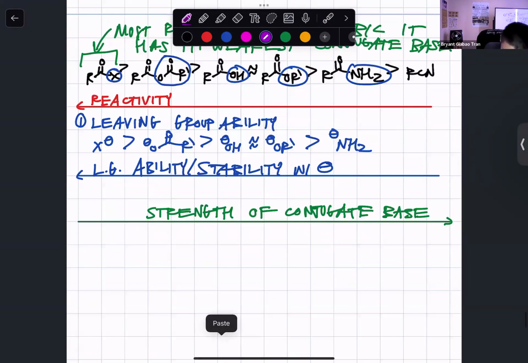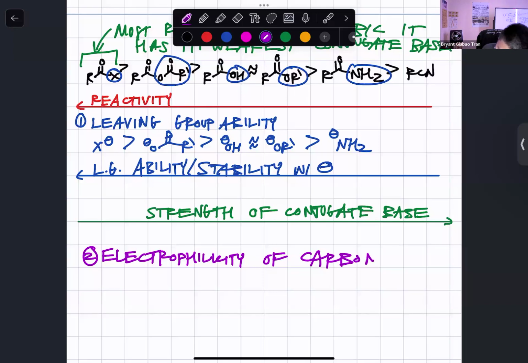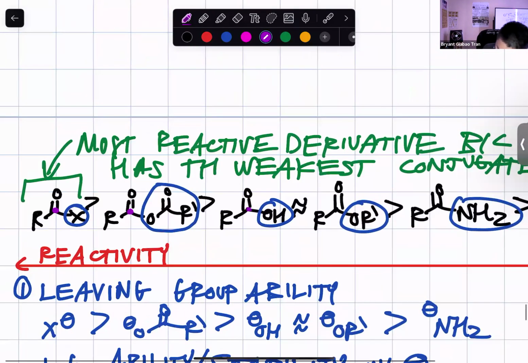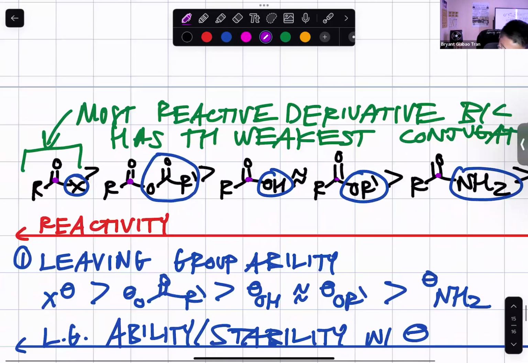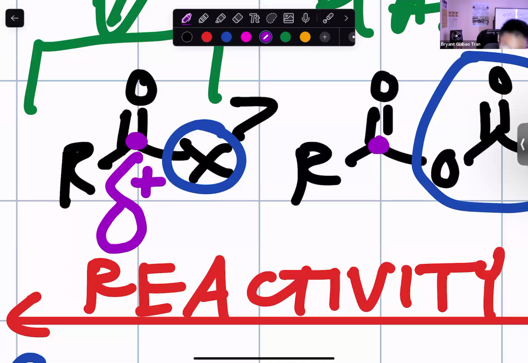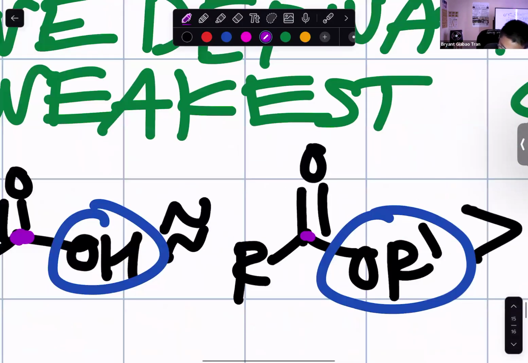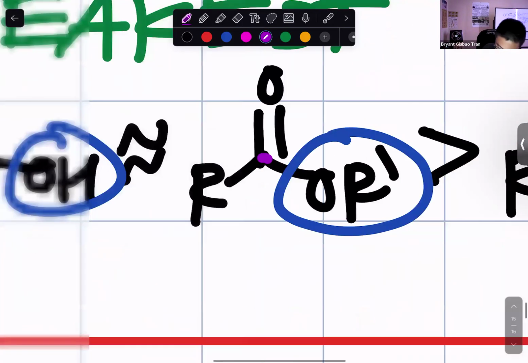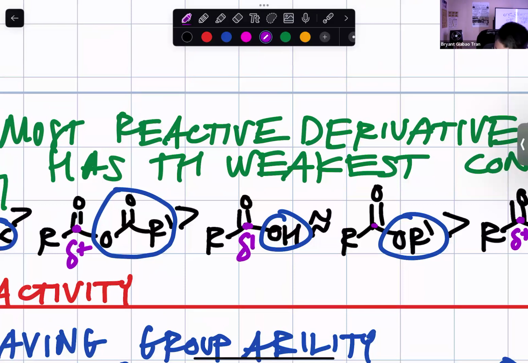The other factor is going to be the electrophilicity of the carbonyl carbon. These are the carbonyl carbons that we are looking at. The bigger the positive charge, the more reactive it is. This has the biggest positive charge because it's the most reactive. This has the smallest positive charge because it's the least reactive, the weakest electrophile. The ones in the middle are similar, so they're in the middle.